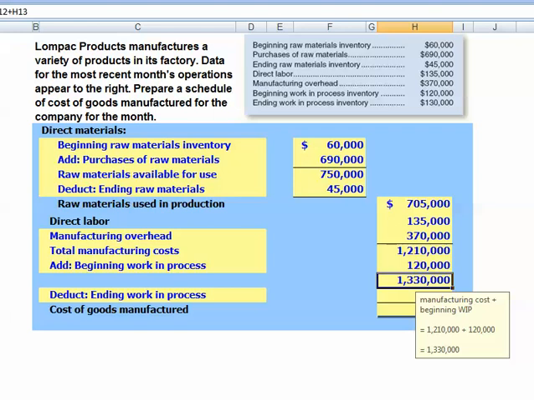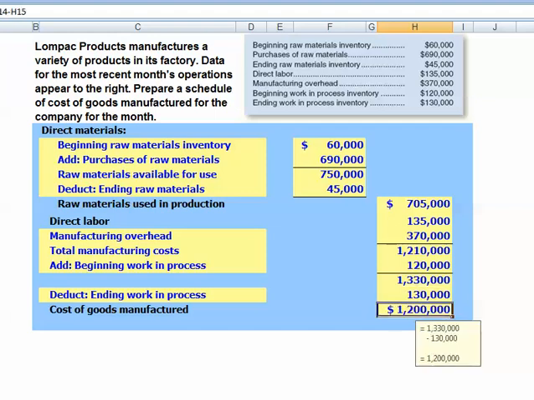And those costs can either be left in ending work in process, which we are told is $130,000, or they will be the costs of goods manufactured, and that will be the cost that we are transferring out to finished goods. So we'll take our $1,330,000 in manufacturing costs, subtract from it our ending work in process to get our costs of goods manufactured.